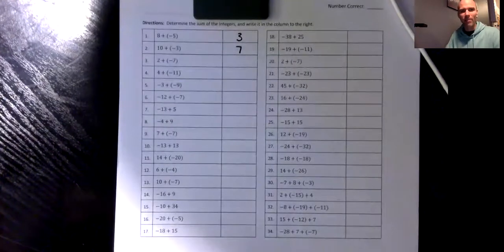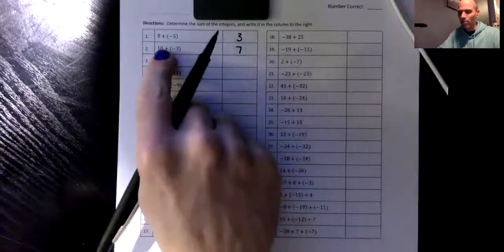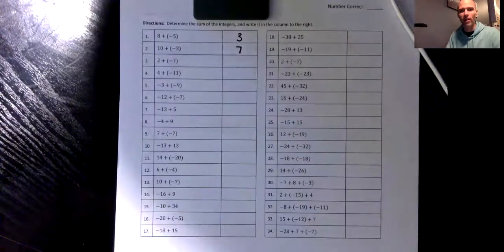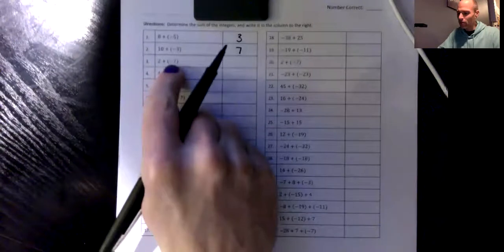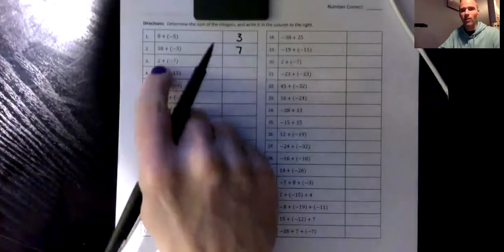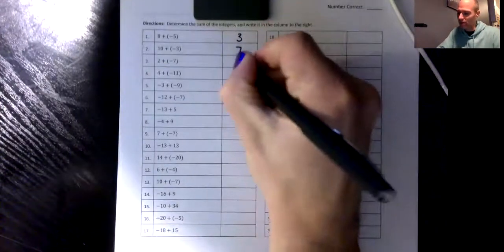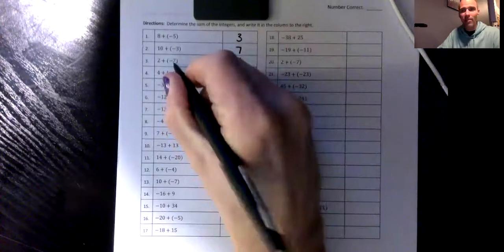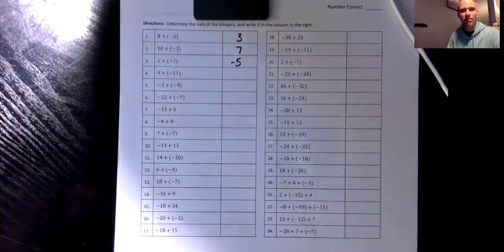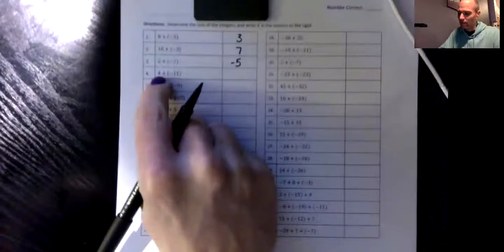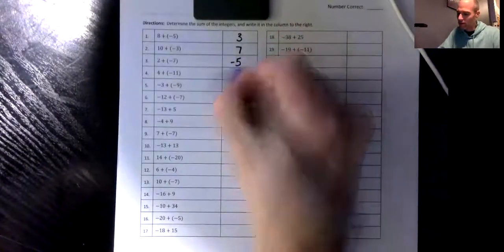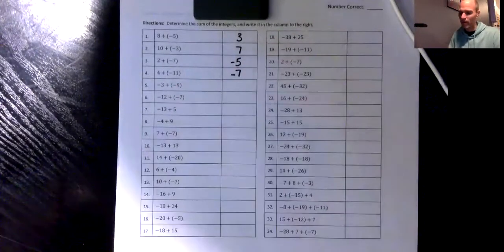But yeah, so 10 minus 3 is 7. The positive number was bigger, so we leave our answer as positive. 2 plus negative 7. Let's do it as 7 minus 2, which is 5. Then this time the negative number is larger, so our answer will be negative 5. 11 minus 4 is 7. Negative number is larger, so negative 7.